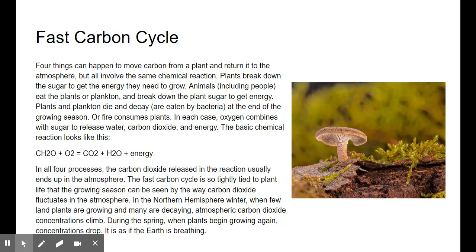The fast carbon cycle is so tightly tied to plant life that the growing season can be seen by the way carbon dioxide fluctuates in the atmosphere. In the northern hemisphere, winter, when few land plants are growing and many are decaying, atmospheric carbon dioxide concentrations climb. During the spring, when plants begin growing again, concentrations drop. It is as if the earth is breathing.